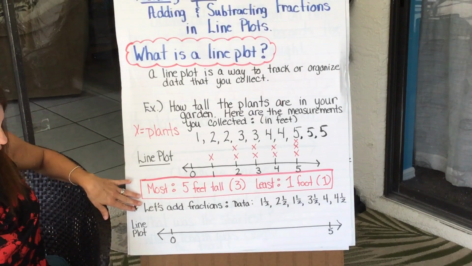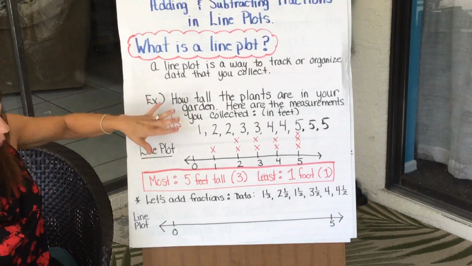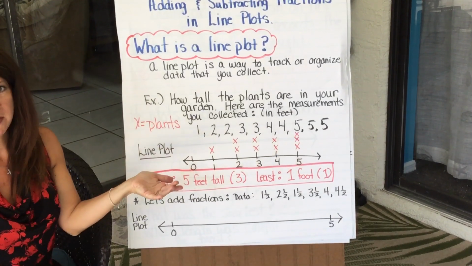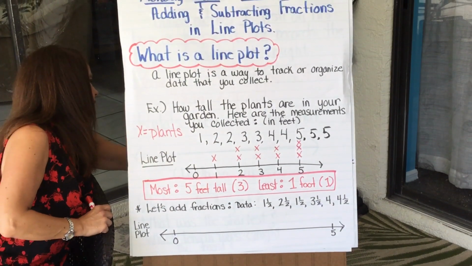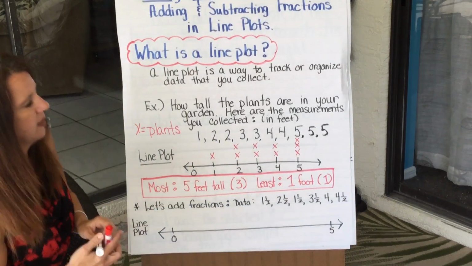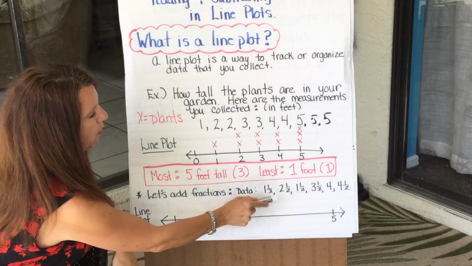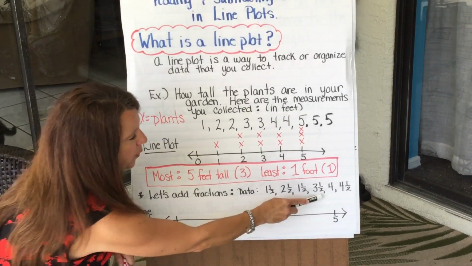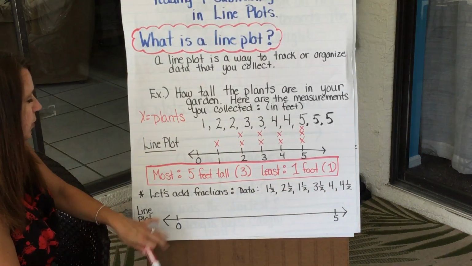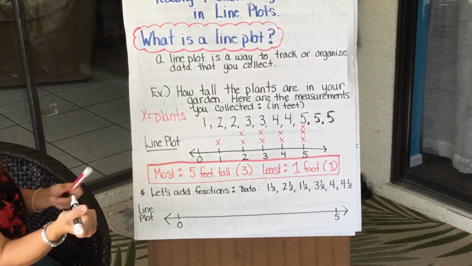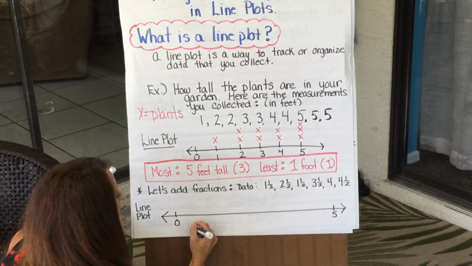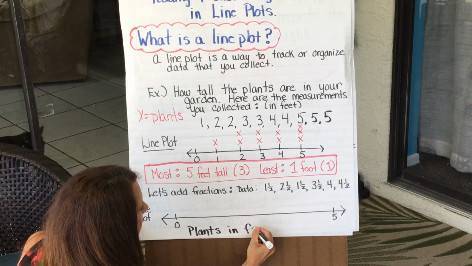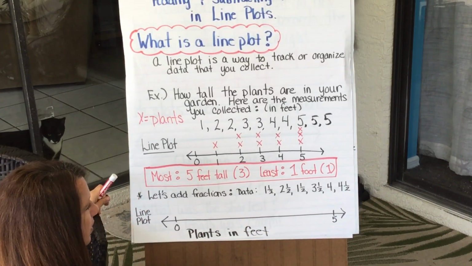So let's add fractions to that. I took out the word problem part and I just wrote, here are the fractions of measurements that we collected. So we collected measurements, let's again just say these were plants that were 1.5 feet, 2.5 feet, another 1.5, 3.5, 4, and 4.5. So my title for the line plot would be plants measured in feet. That's our measurement.